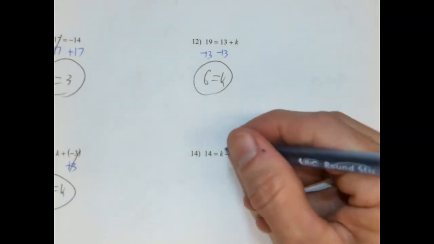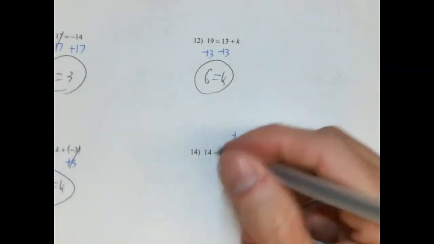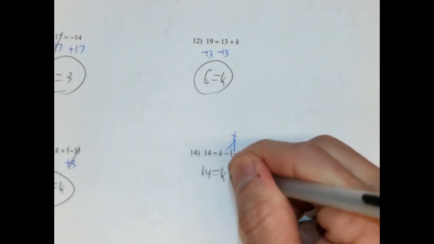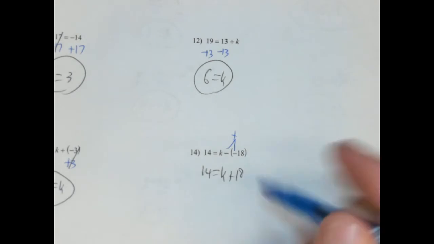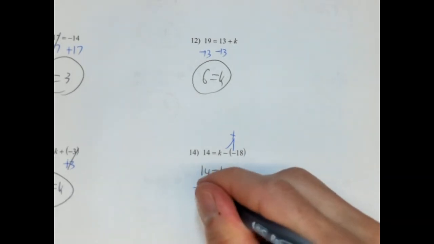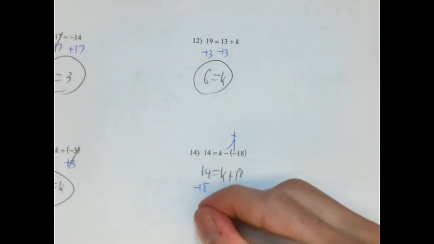Again, we have a double negative here, so let's change that to positive. So 14 equals k plus 18. And now we're going to subtract 18 from both sides. So k is equal to negative 4.